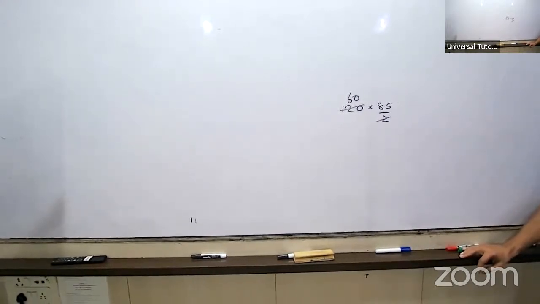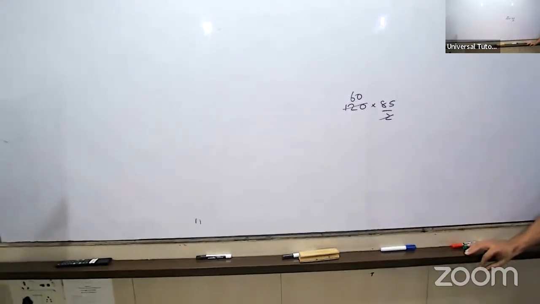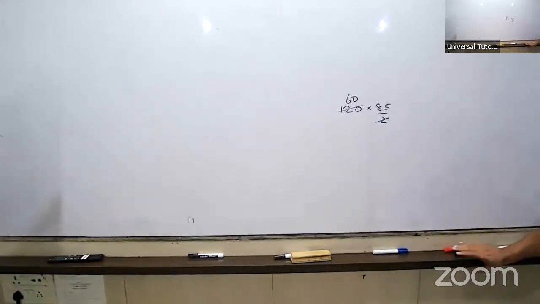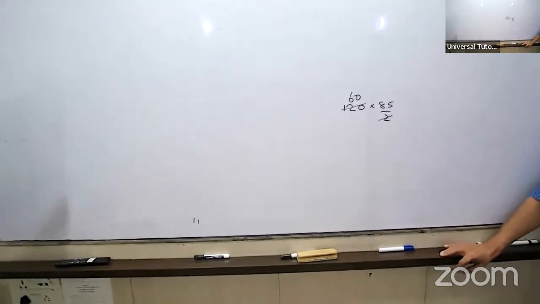Can you hear what I am speaking? Also, come forward. So profit is equal to SP minus CP, 5,100 minus 4,800, that is equal to 300 rupees.